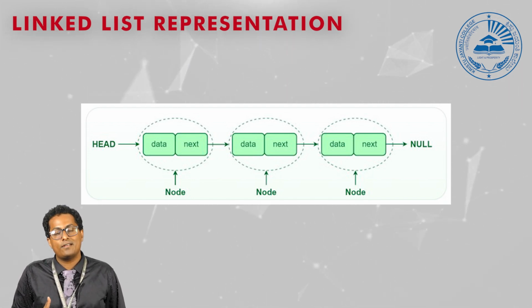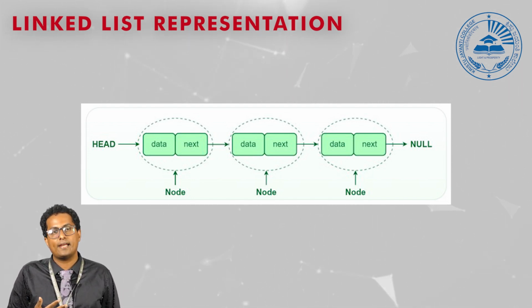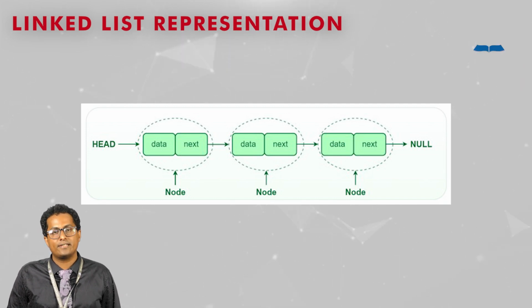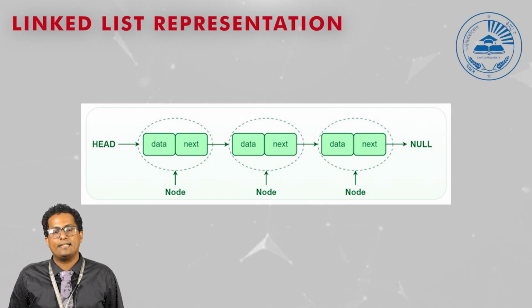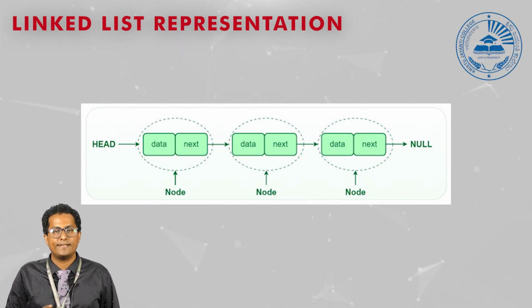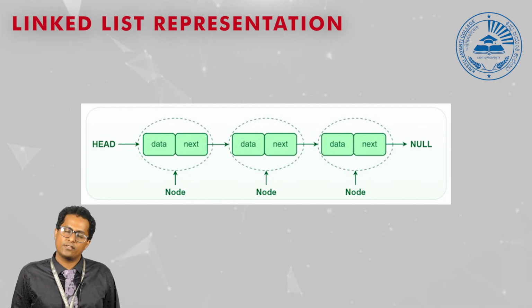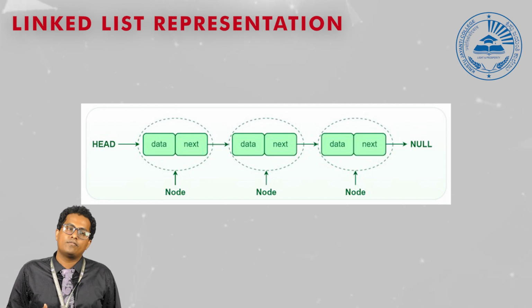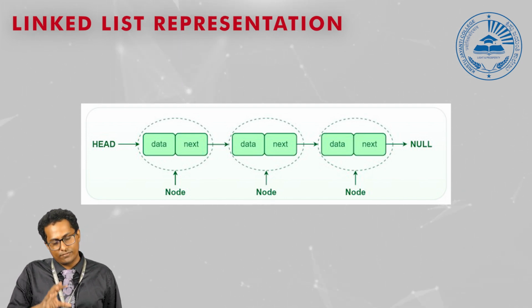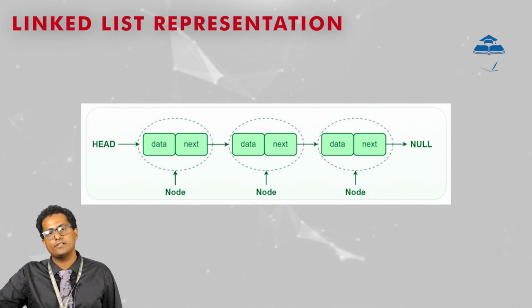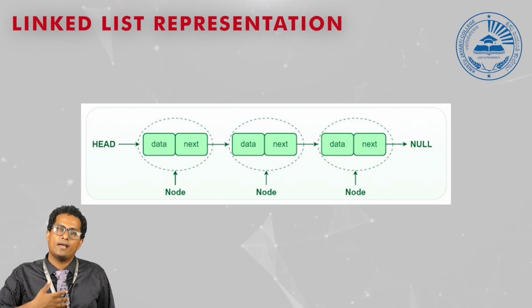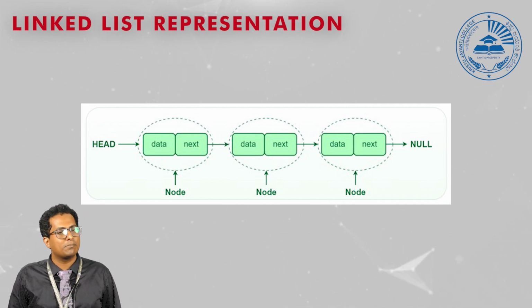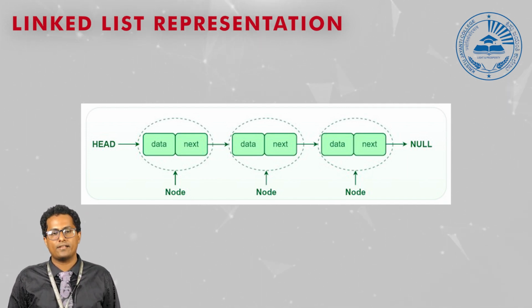But the most important information here is how do I point to the first node in the linked list, and that is done by the head pointer. Please don't consider it to be another node, but the head pointer to a large extent has the address of the first node in the linked list, and the first node will help us traverse across the linked list. This is the simplest linked list representation that we can think of.